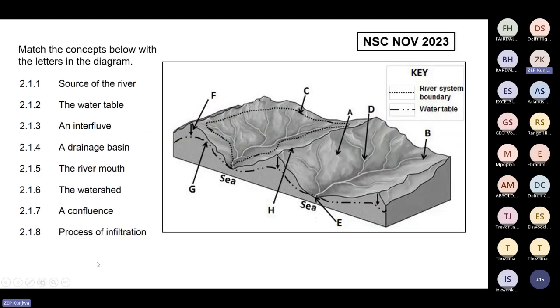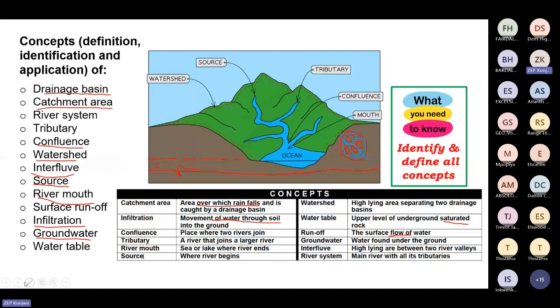And then you've got your source. The source is immediately where the stream begins. And then you've got your mouth, where the river ends. When you see the ocean, know you're in the mouth, just where the river meets the ocean, that is your mouth. Surface runoff. In these pictures, you are not going to be able to identify surface runoff.